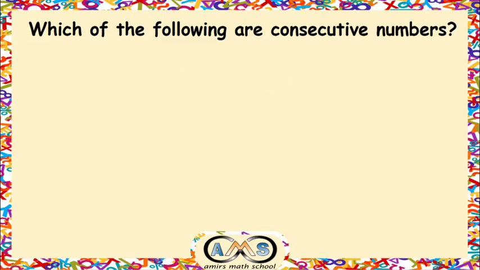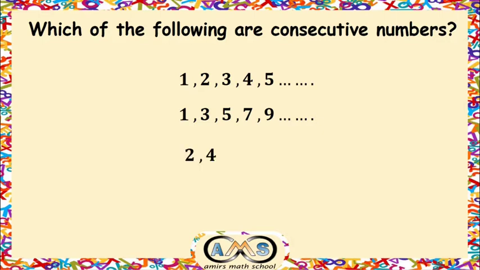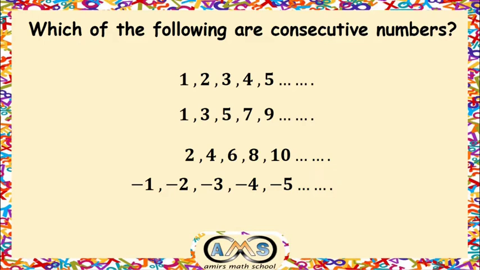The first, that is 1, 2, 3, 4, 5, and so on. 1, 3, 5, 7, 9, and so on. 2, 4, 6, 8, 10, and so on. -1, -2, -3, -4, -5, and so on. And 3, 6, 9, 12, 15, and so on. The question is, which of the following are the consecutive numbers?